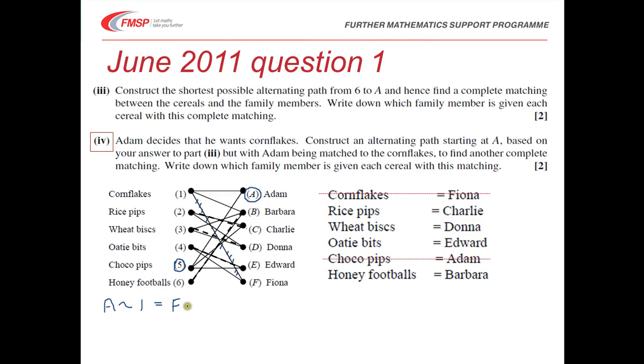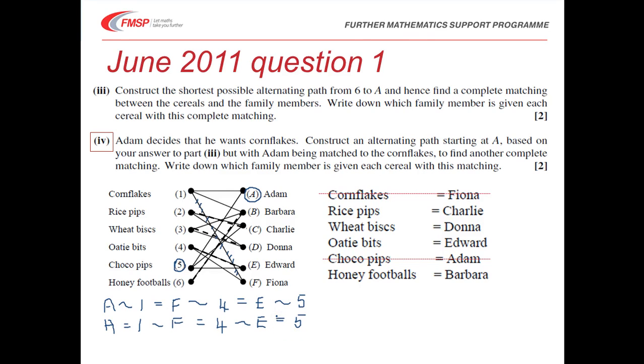And then from Fiona, we can go along an unmatched edge to oaty bits, which is 4, and then from 4 to E, which is in our initial matching, and then from E to 5. So that's our alternating path again, so we will now just change those. So Adam definitely gets his cornflakes. So Adam is going to have cornflakes, Fiona is going to have oaty bits, and Edward now is going to have choco pips.